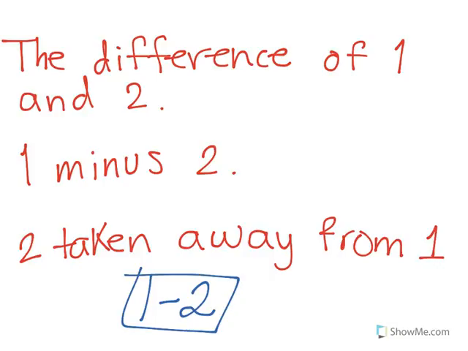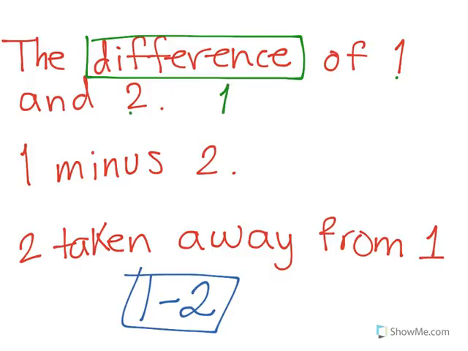So let's read them. The difference of 1 and 2. The key word here is difference. When you see difference, you know it's gonna be subtraction. So the difference of 1 and 2 means that you will subtract the second number from the first. So it's 1 minus 2.